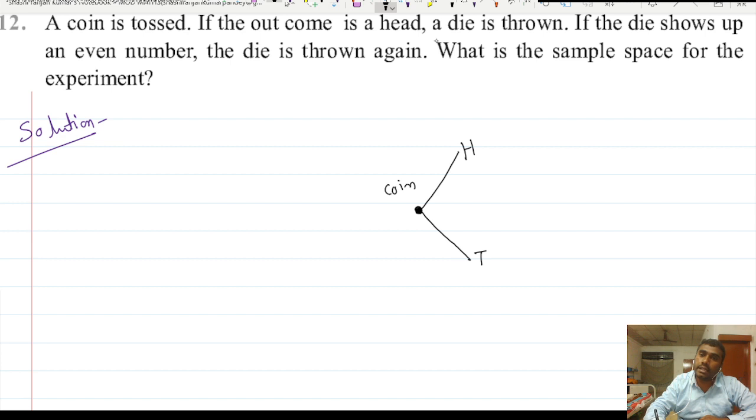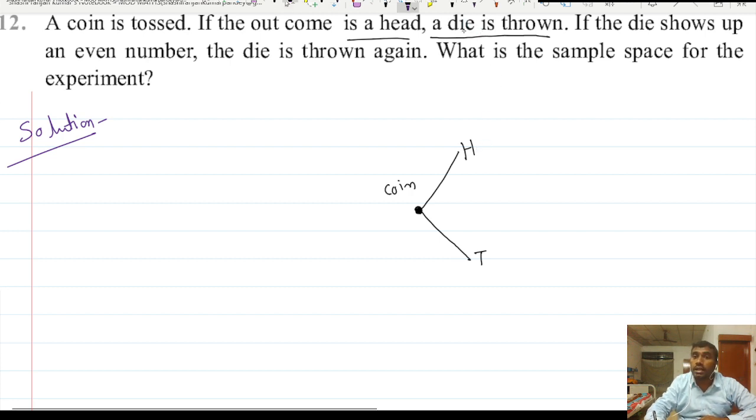Now see the next, read the next one. A die is thrown. If the outcome is head, then a die is thrown. Let us suppose you are tossing a coin, and if the outcome is head, then you are going to throw a die. Let us suppose this case we are discussing. So we have thrown a coin and we get a head. Then what do we have to do now? You are going to throw a die.